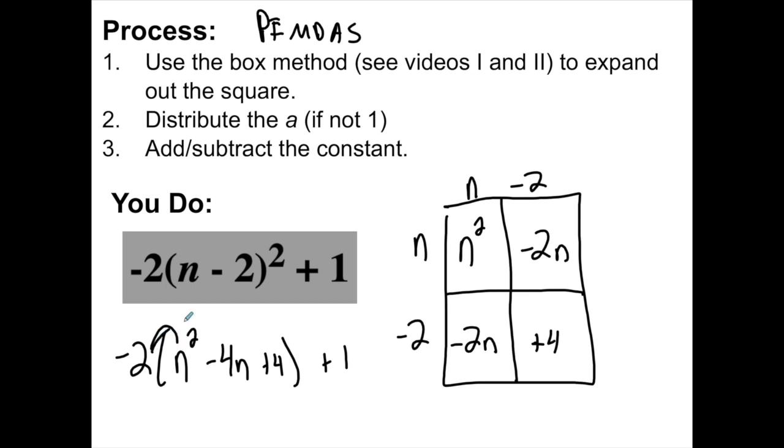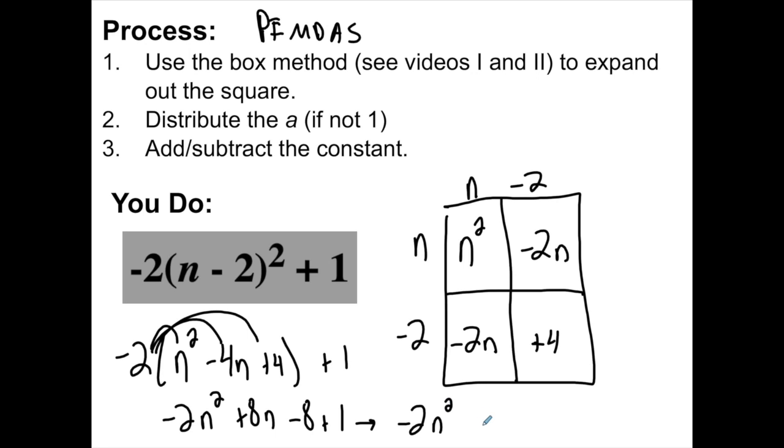Now we'll drop in our negative 2. So we have negative 2n squared plus 8n minus 8. And then you add the 1. So you get negative 2n squared plus 8n minus 7.